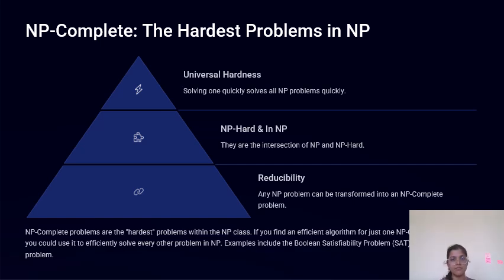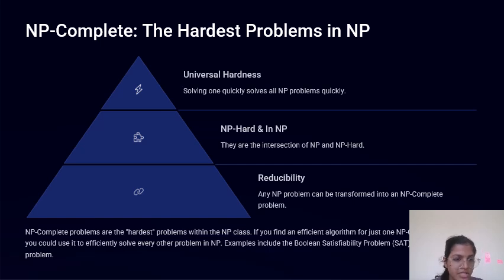Now we'll see NP-complete problems. Informally, an NP-complete problem is a problem in NP that is as difficult as any other problem in this class, because by definition any other problem in NP can be reduced to it in polynomial time.